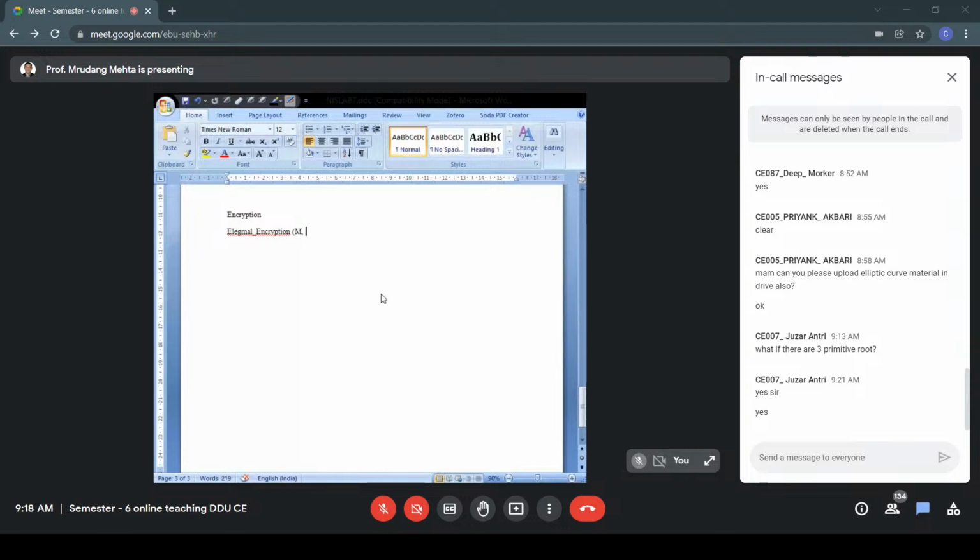So what do we have to do in the encryption part? The encryption part actually generates two ciphertexts. Remember, this is a different kind of algorithm in which two ciphertexts are generated. The first ciphertext C1 is E1 raised to R.